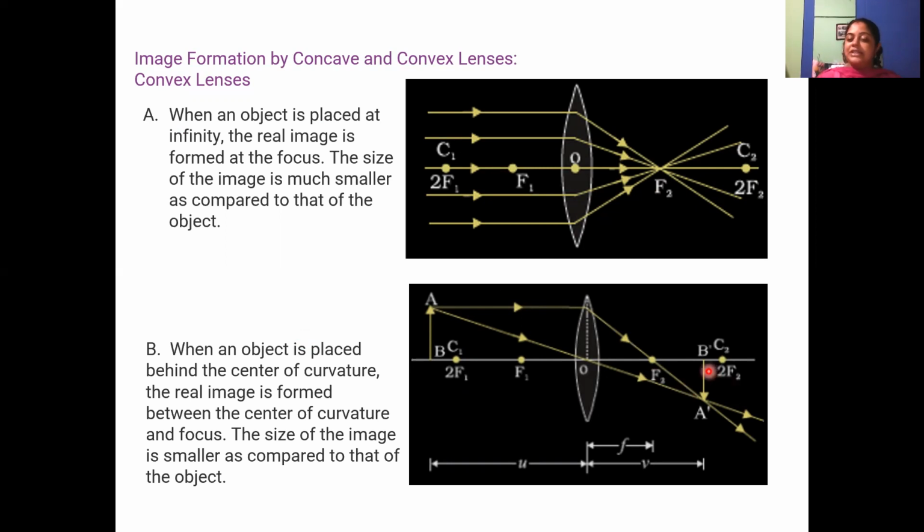And what is the size? The size of the image is smaller as compared to object. And what is the nature? Nature is real and inverted.